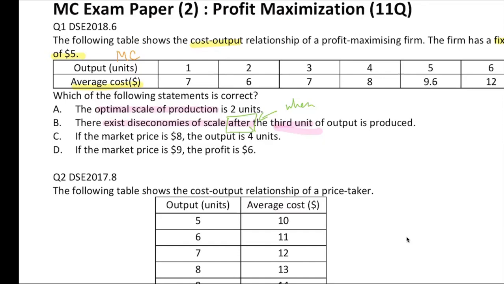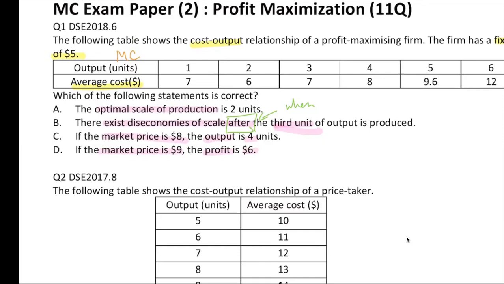Okay, so maybe we try to look at the option C and D first. Then market price is 8, market price is 9. Okay, when market price is 8, output is 4. Then the option D is a profit is 6. Okay, so only option C and D are related to the profit maximization. Maybe we try to do it first.